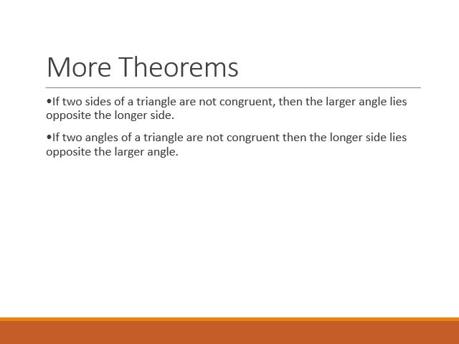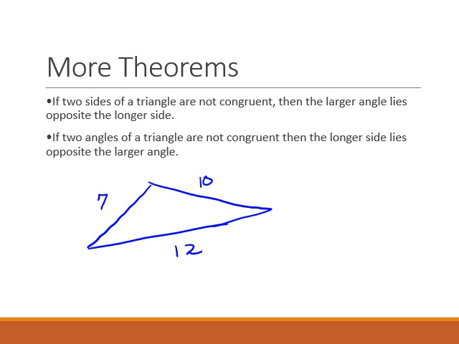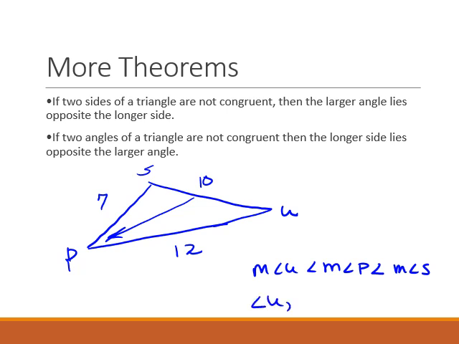You guys did really well on this part of the test, but just to review, if I know that this is 12, this is 10, and this is 7, and I have angle PSU, okay, my smallest side is 7, so my smallest angle is going to be angle U, and it's going to be less than the middle angle, which would be opposite this, P. We would actually say the measure of angle U is less than the measure of angle P, which is less than the measure of angle S. So if I listed them in order from smallest to largest, it's angle U, angle P, and angle S.